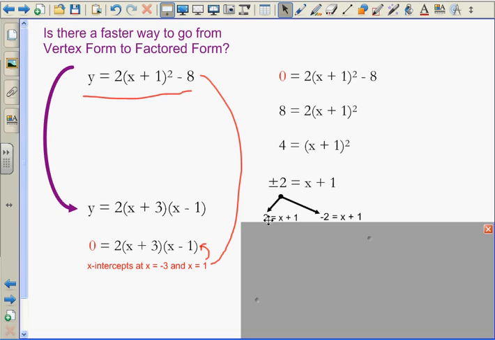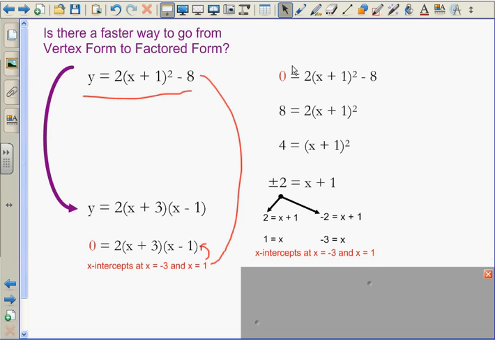So I've split it apart and said that x plus 1 is equal to positive 2, and separately x plus 1 is equal to negative 2. Now when we subtract the 1, we're going to get 1 out of this first one, but when you subtract the 1 from negative 2, you get negative 3, and there are our intercepts.